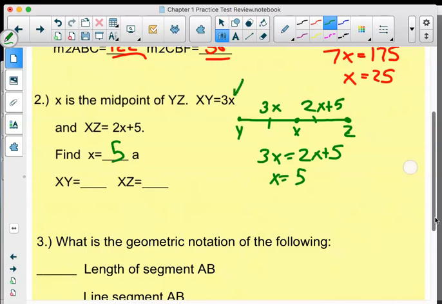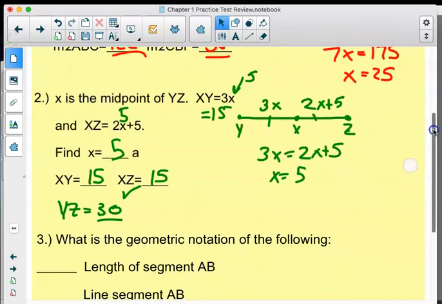And I can plop x is 5 back in there, and that's 15 for XY. And I can plop 5 back in there. I know that this is 15, and it checks out. And if I wanted to be really sneaky, I'd have gone, hey, what's YZ? And that's 30. Okay.